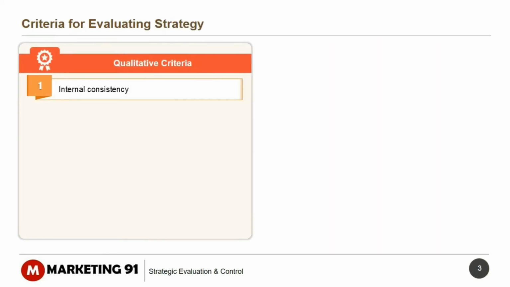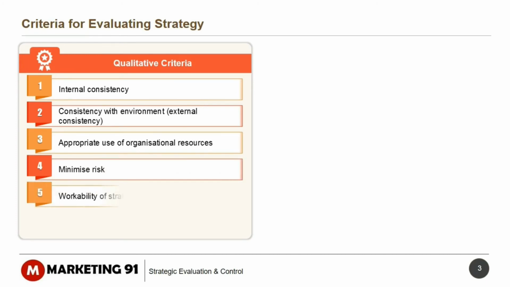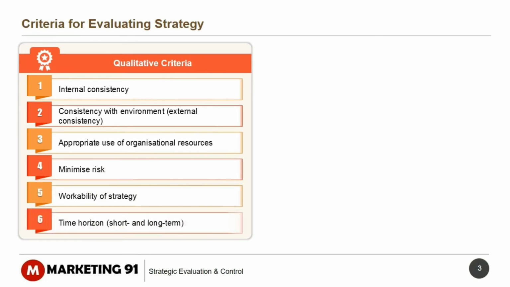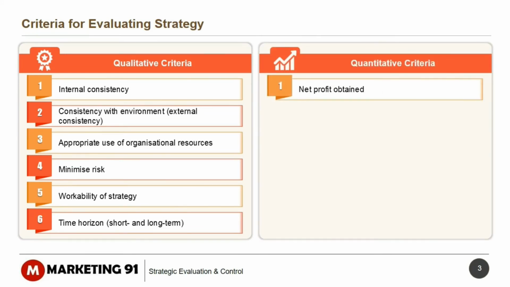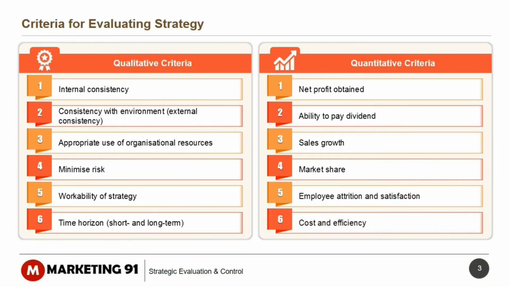Criteria for evaluating strategy. Qualitative criteria include internal consistency, consistency with environment, external consistency, appropriate use of organizational resources, minimizing risk, workability of strategy, and time horizon, short-term and long-term. Quantitative criteria include net profit obtained, ability to pay dividend, sales growth, market share, employee attrition and satisfaction, and cost efficiency.